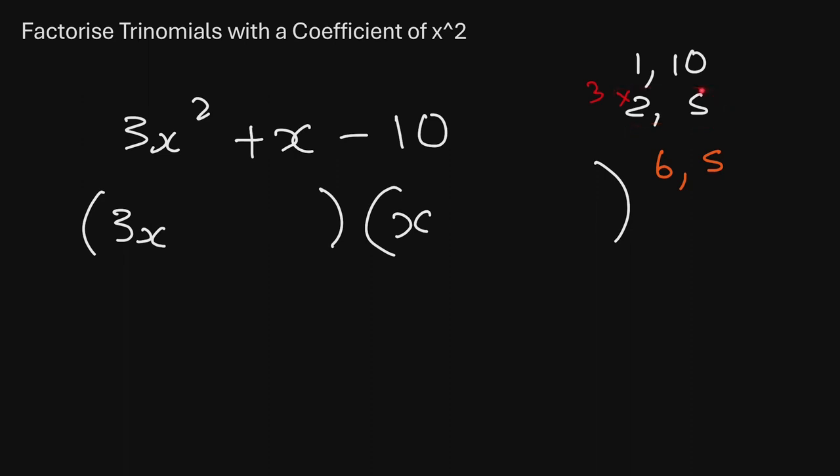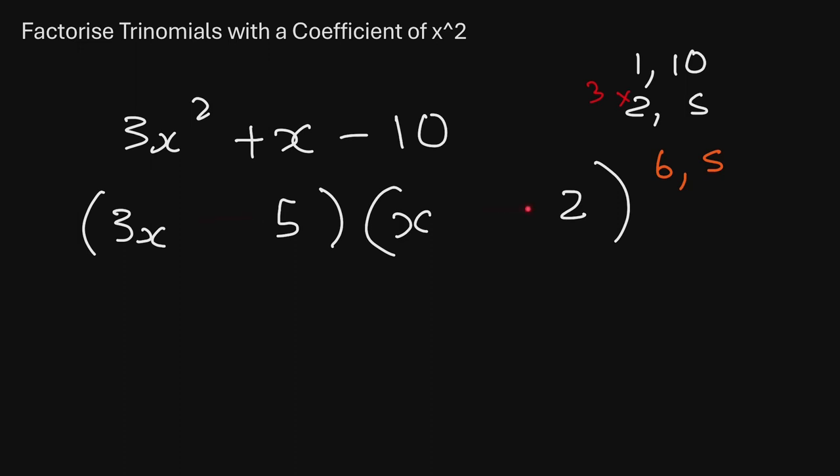But now, the factor that is going to multiply with 3, we put it on the different bracket where we have the coefficient of 3. So the 2 has to be this side, and the 5 will be that side. So now, we look at the last sign. The last sign is negative. Therefore, our signs are going to be different.